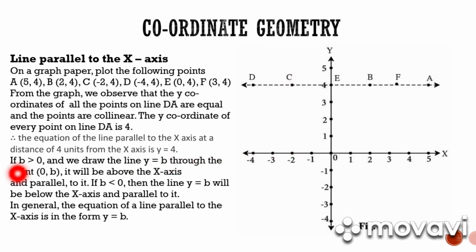If the coordinate is positive, that is if b is greater than 0, we draw the line y = b through the point (0, b). It will be above the x-axis since it is positive and parallel to it. If b is negative, that is b is less than 0, then the line y = b will be below the x-axis and parallel to it. In general, the equation of a line parallel to the x-axis is in the form y = b.